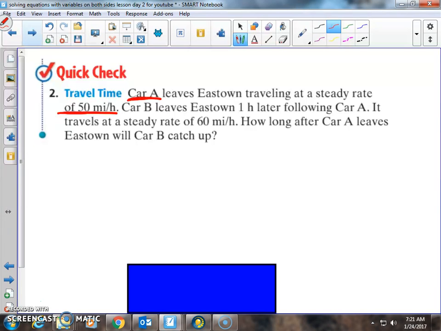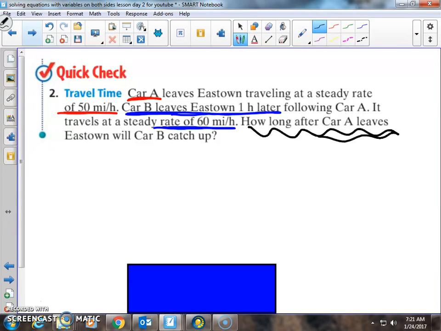And then we've got car B. A couple important things here. Car B leaves 1 hour later, and it's traveling at a steady rate of 60 miles an hour. Our question is, how long after car A leaves will car B catch up? There's a couple ways you can think this problem through.